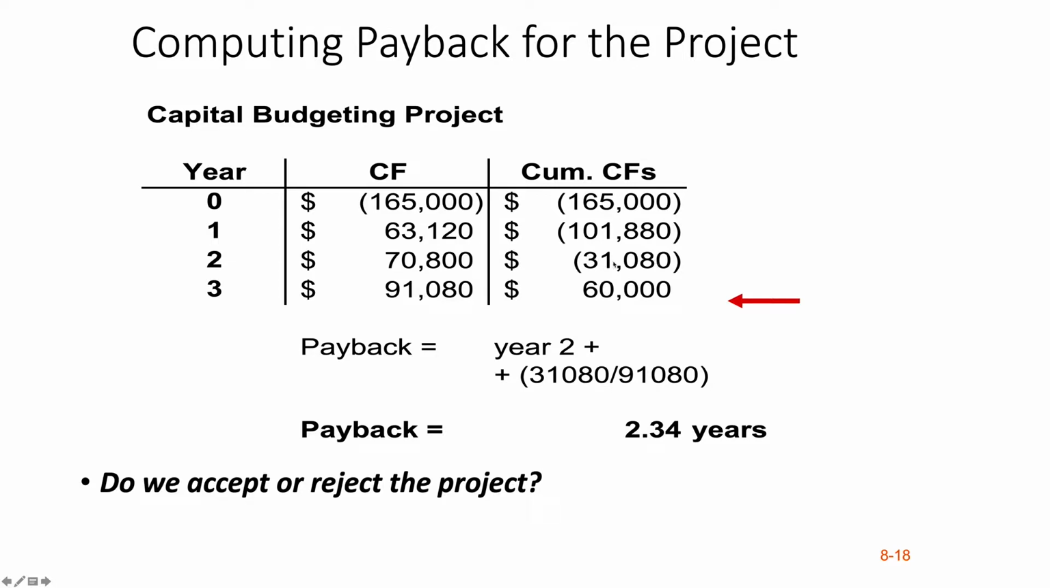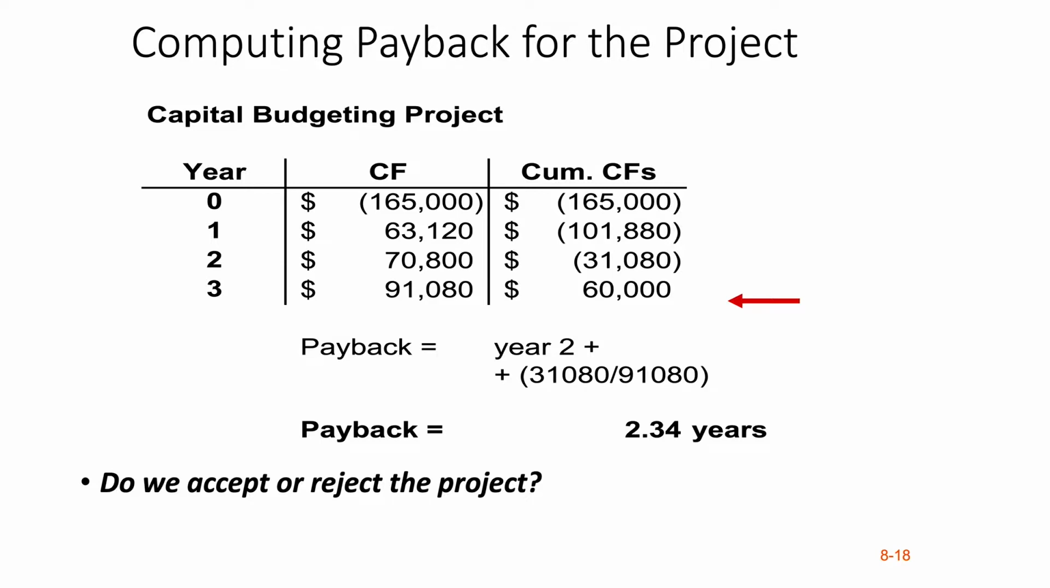However, for year 3, the total cash inflow is $91,080, which is much more than the remaining balance. So you don't have to use the whole year to recover it. Let's make the assumption that the cash inflow is evenly distributed through the year. We only need a fractional year to recover the initial investment.